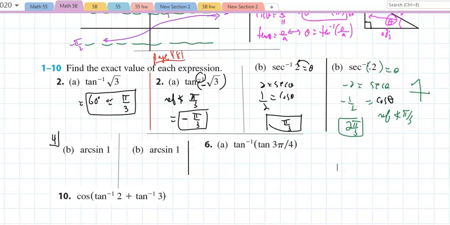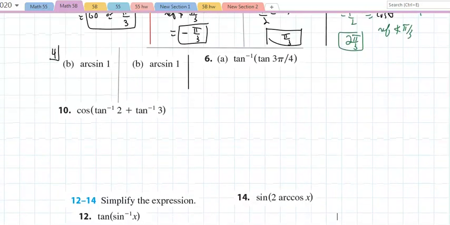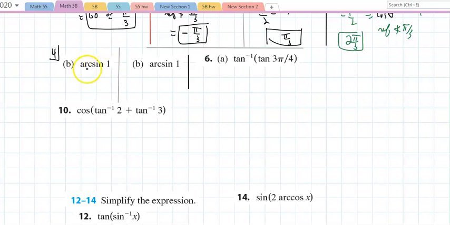If I look at number 4, I'm going to tackle that as well. Arc sine of 1, that's a special case. Where does the sine equal 1? Sine equal 1 right there. So it has to be pi over 2. Done.